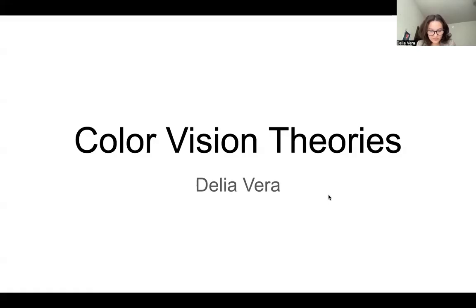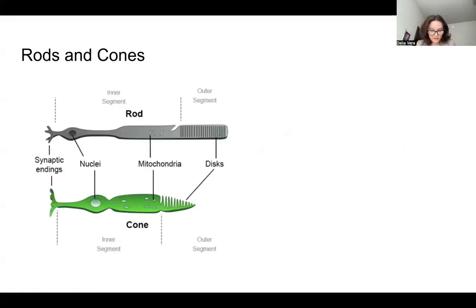But before we talk about color vision theories, we need to talk about rods and cones. Rods and cones are two different types of photoreceptors located in the retina of the eye. They're responsible for detecting light and transmitting signals to the brain. Rods are sensitive in low light conditions and are located in the periphery, while cones are responsible for color vision and are responsive to light.